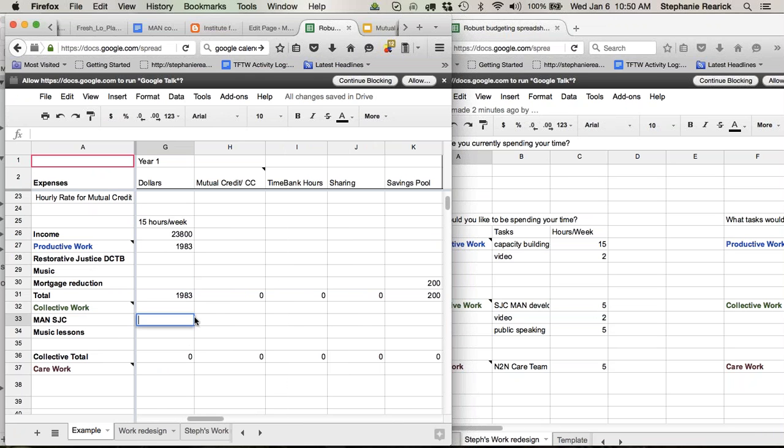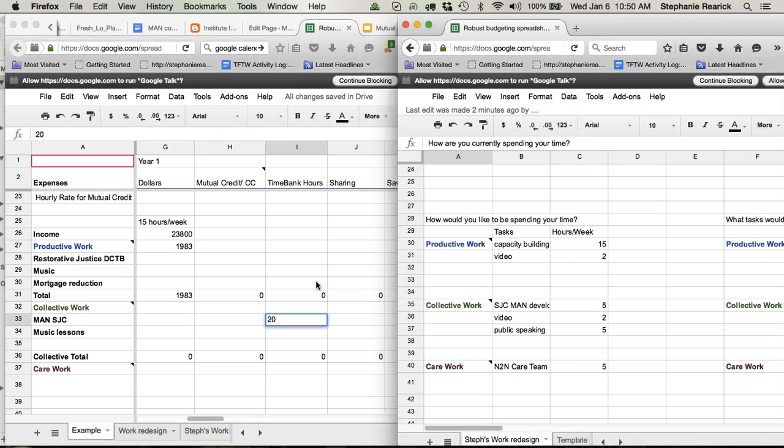So for MAN SJC work, I've already said I want to do 5 hours a week. And so that would total to 5 time bank hours, or 20 time bank hours a month. Sorry. So this is another thing I'm realizing as we go through this: we're doing hours a week here and then a monthly budget here. So that's just something we would need to bring into line to make it easy to go between the two. But I want to check in. Your income also, that should be monthly as well, I think.